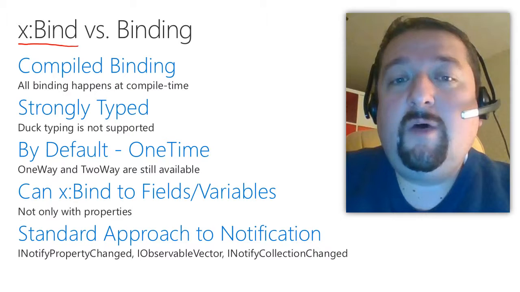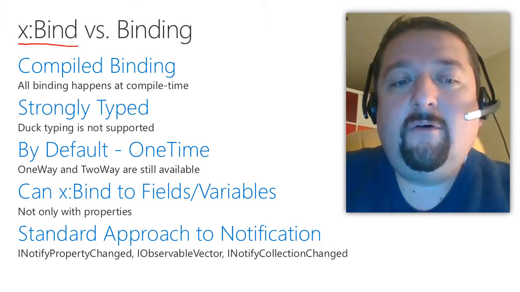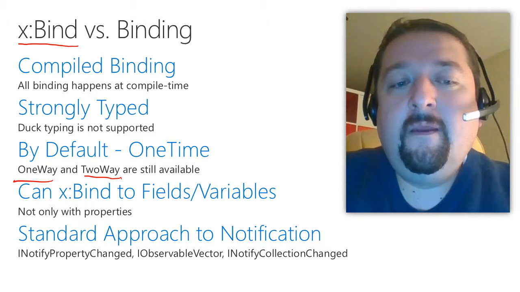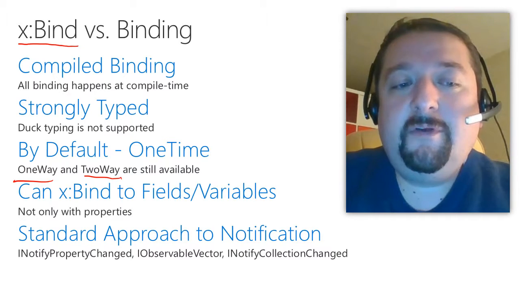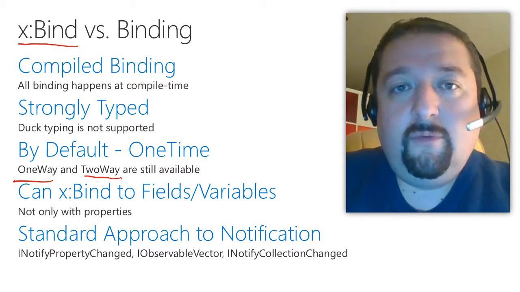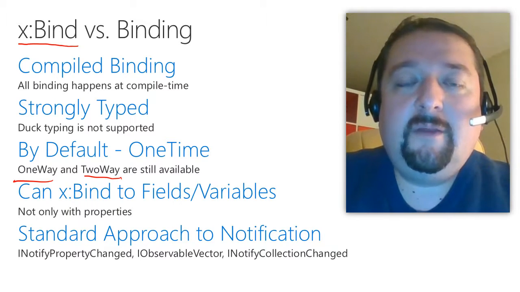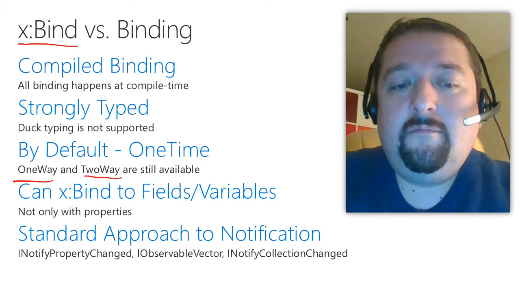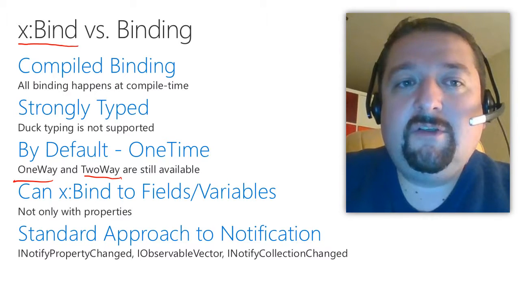By default, it's one-time binding, not as with traditional binding, but traditional one-way and two-way are also supported. And you can also xbind to fields and variables, not only to properties. That has to do with the static nature of binding. It can resolve the name at compile time and find the appropriate object. And you use INotifyPropertyChanged, ObservableCollection, and so on in the same manner as you do with traditional binding.